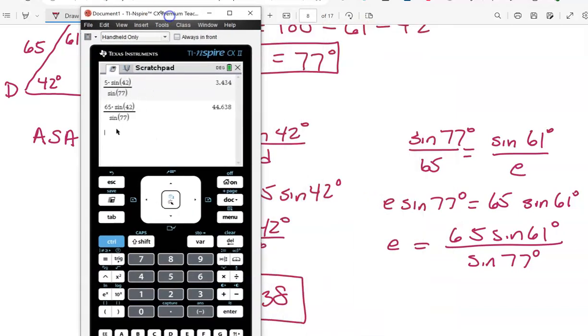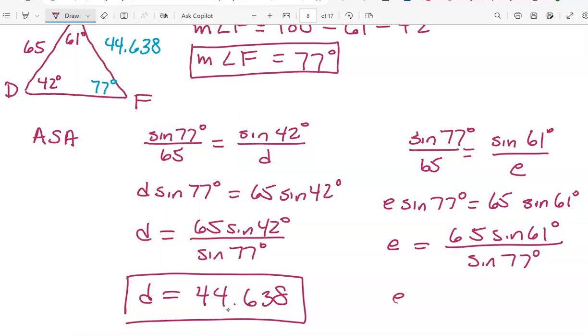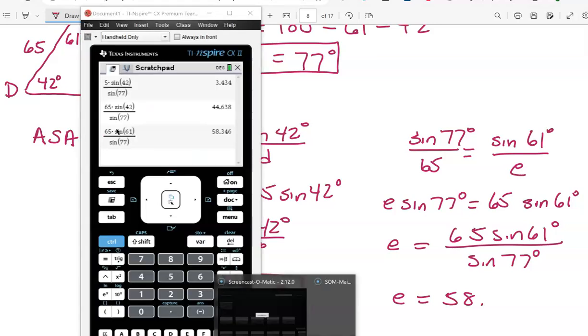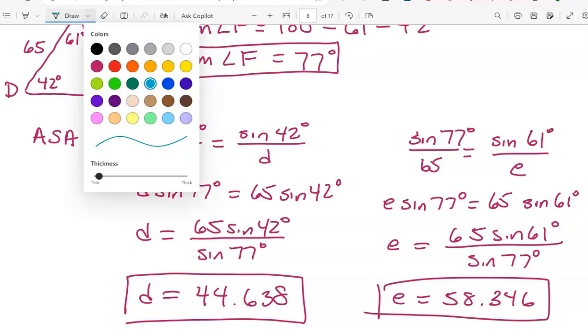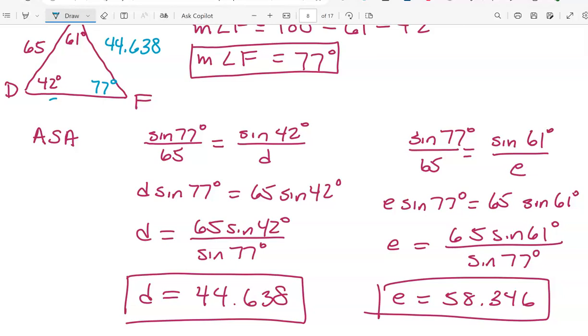Let's bring up our calculator. You'll notice that this calculation is very similar to the one that we just did. So I'm just going to bring that calculation on down and change that 42 degrees into 61. Enter, that's 58.346. So E is 58.346. Let's box that in. Let's transfer that over to the diagram so that we can make sense of this.